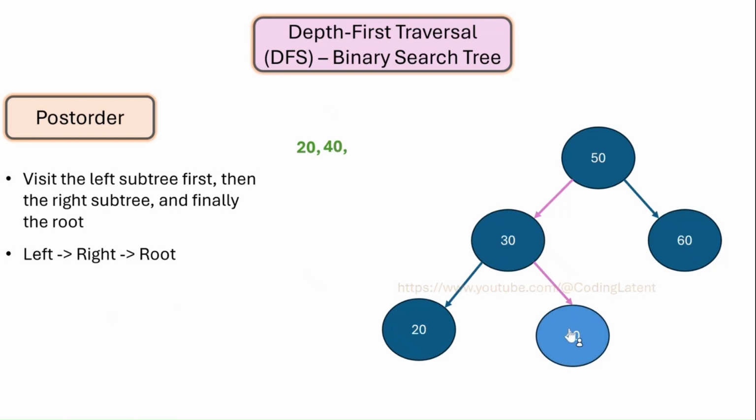We'll visit the 40 because there are no left and right for 40. Now we'll backtrack. Now for 30, we completed the left and right side. So we'll visit the root now, which is 30. Now it will backtrack.